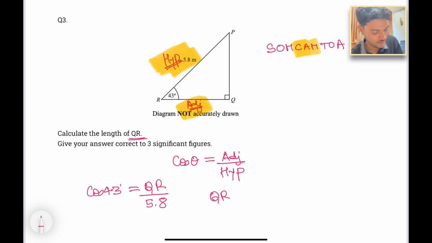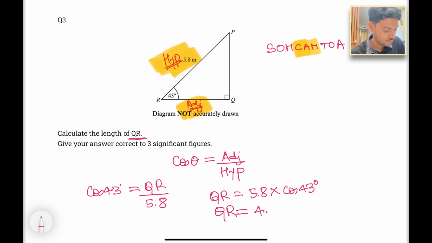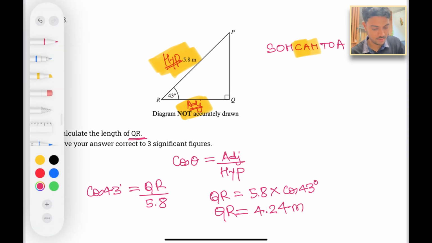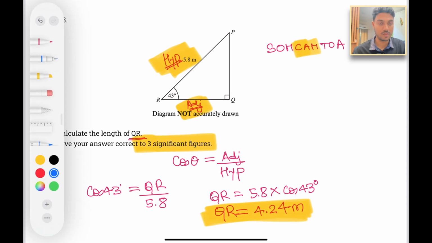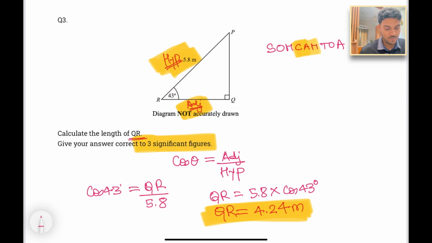So QR will be 5.8 multiplied by cos 43 degrees, and let's do this in calculator and we'll get our answer. 5.8 multiplied by cos 43 degrees, and the answer is 4.24 meters. That's the answer. So this is the final answer, correct up to 3 significant figures. Now we can move on to the next question.